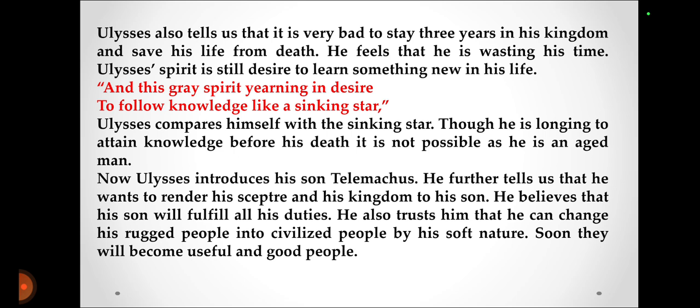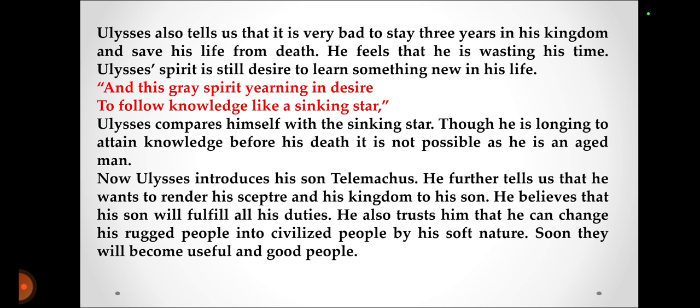Ulysses also tells us that it is very bad to stay three years in his kingdom and save his life from death. He feels that he is wasting his time. Ulysses' spirit still desired to learn something new in his life. Ulysses compares himself with the sinking star. Though he is longing to attain knowledge before his death, it is not possible as he is an aged man. Now Ulysses introduces his son Telemachus.